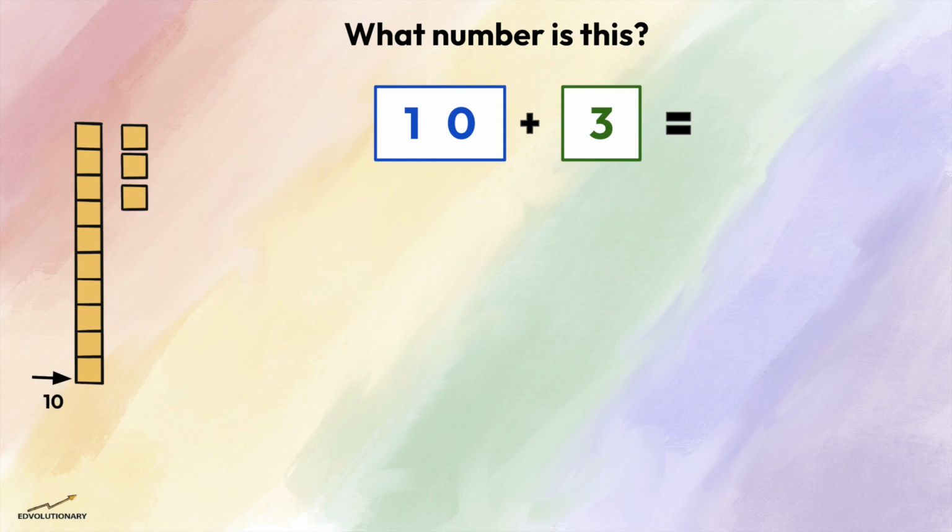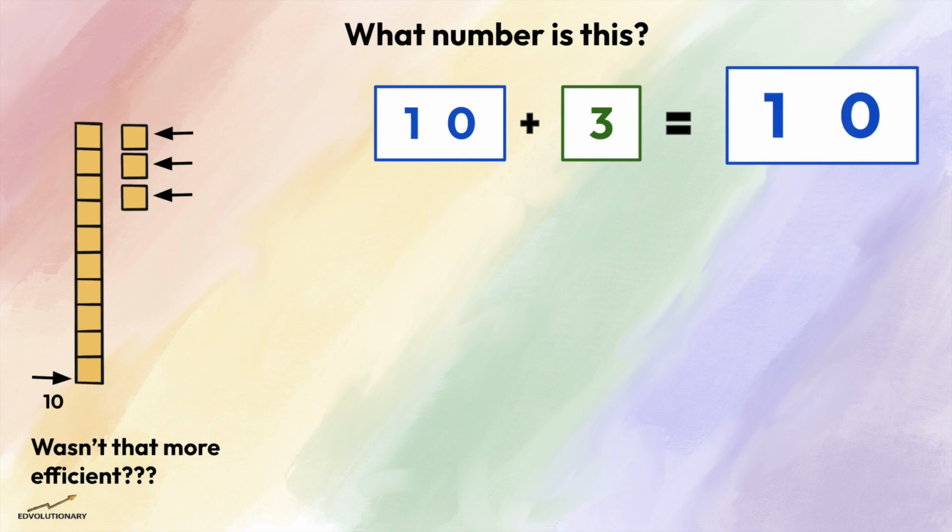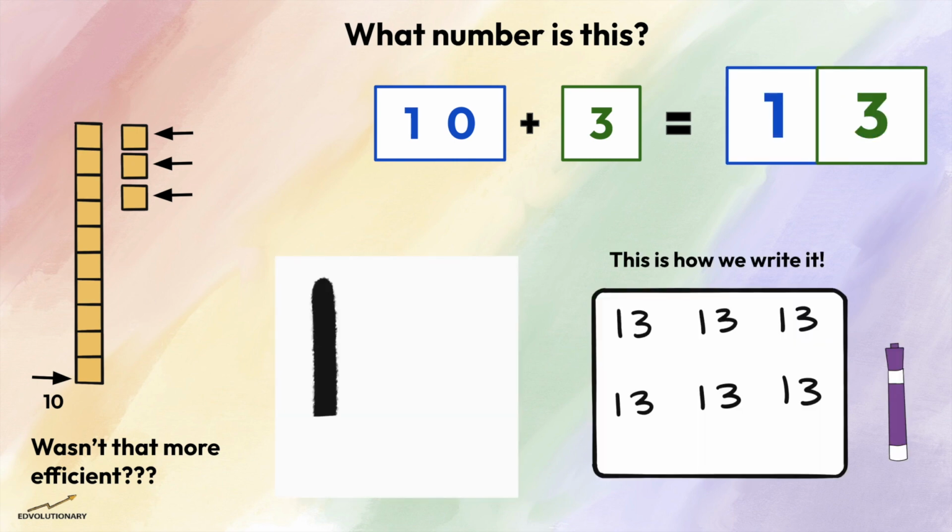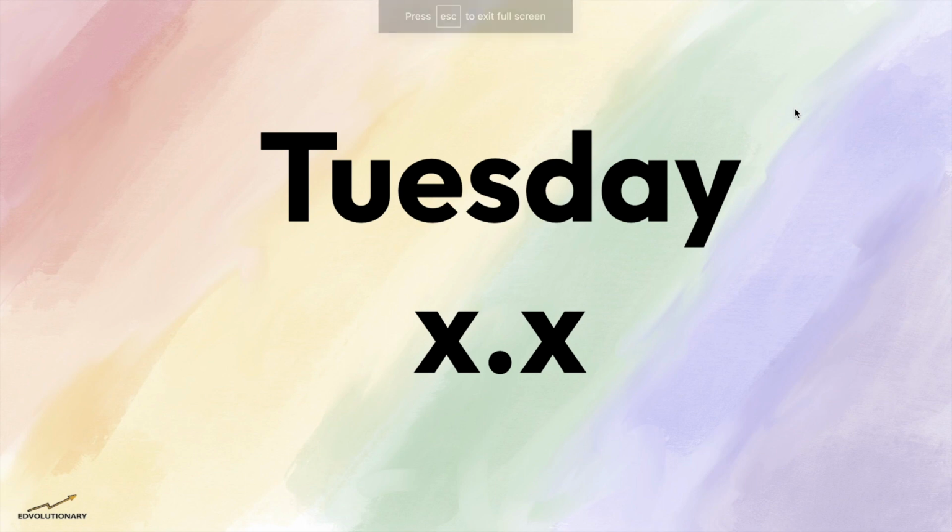10. I know it's 10. I don't need to count them all, right? So we say 10, 11, 12, 13. Wasn't that more efficient? And you can break down what efficient means. Efficient means quick and easy. We like quick and easy. So we have 10 and 3 more is 13. On Tuesday and Wednesday, we're actually going to use the same strategy of counting on from 10 and just have all the teen numbers in mixed order.